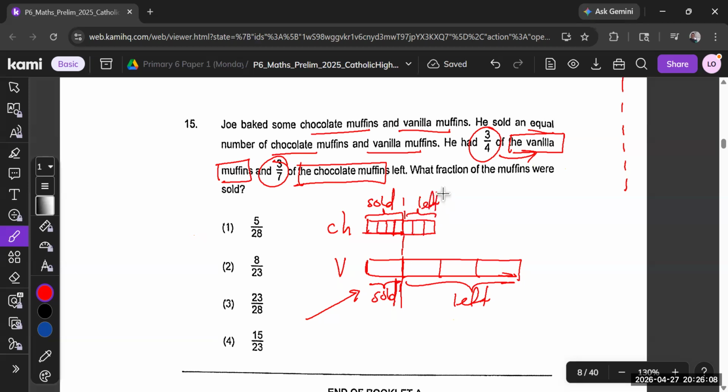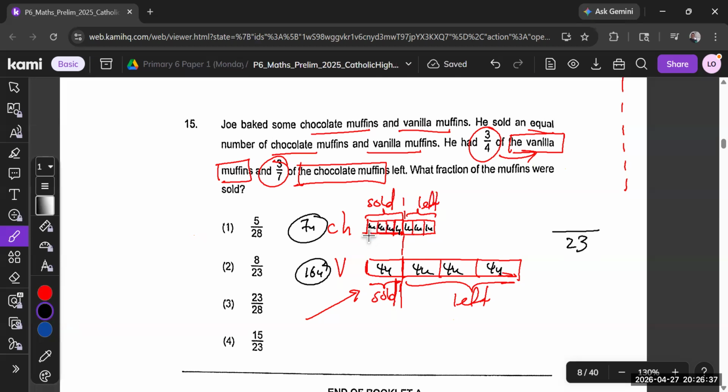Okay? And then what do you do with the model? Make them equal 1 unit, 1 unit, 1 unit. Then 4 unit, 4 unit, 4 unit. Then 1 unit, 1 unit. So what fraction of all the muffins? So over here, 7 units of chocolate muffins, and there are 16 units of vanilla muffin. So what fraction of all the muffins, which is 23 units, were sold?